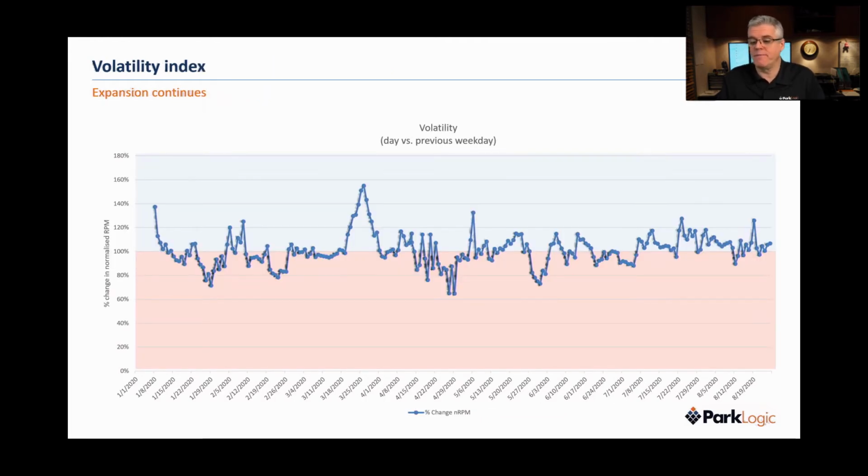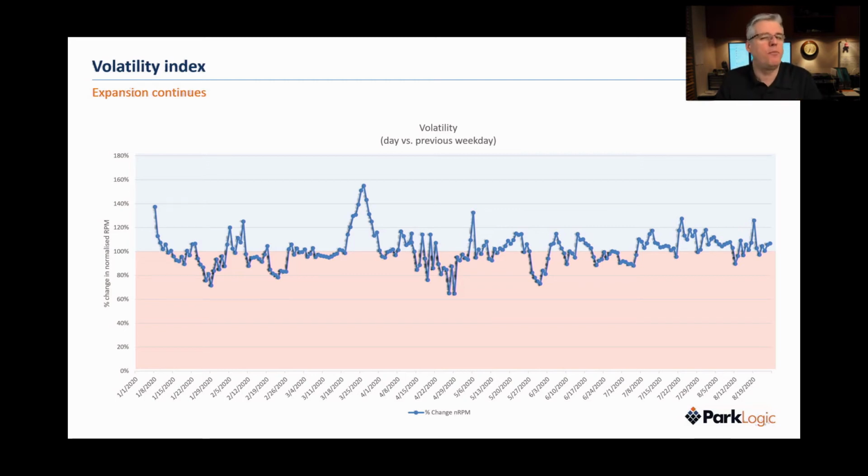So what's happened with the volatility? Anything above the line, which means we're above the red area into the blue, means it's expansionary. So it's expanding forward. So we can see it's a little bit above there. It's about 105%, 103%, thereabouts.